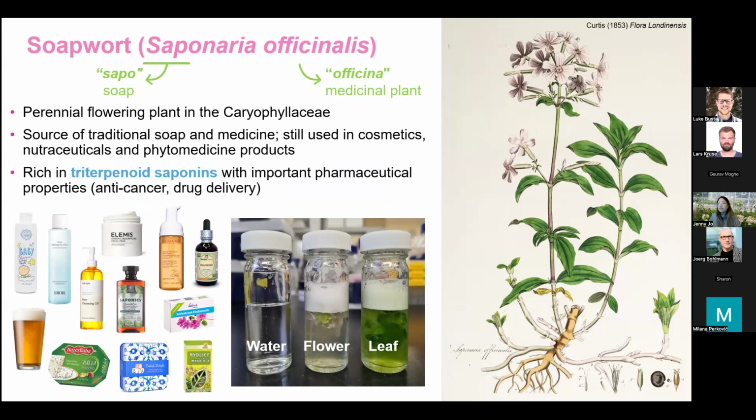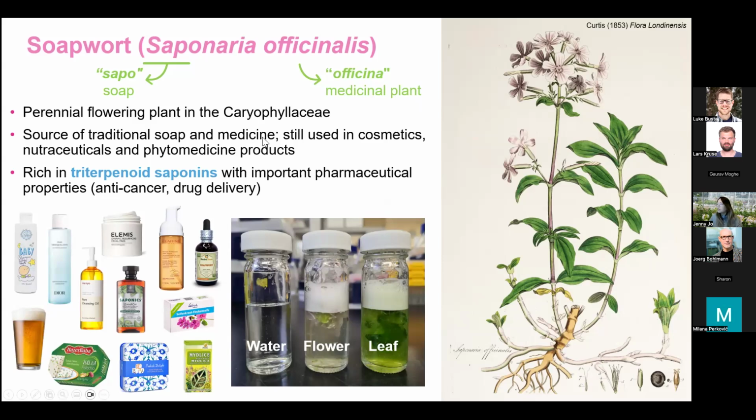It is a perennial flowering plant in the Caryophyllaceae, and it's still very widely used in lots of different cosmetics and nutraceuticals and phytomedicine products, with some examples shown on the slide. And it's very interesting that all parts of the plant contain quite high amounts of saponins, which also have important pharmaceutical properties, such as being anti-cancer or used in drug delivery.